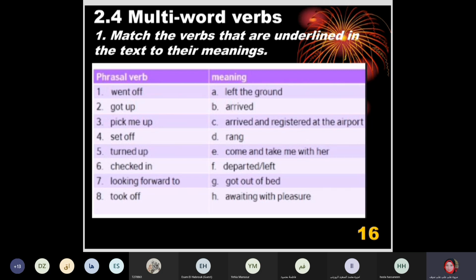What about the second one? Got up. What does it mean? Marwa, introduce yourself. Yeah, go ahead. It's Rasha. Yeah. Great to have you. Thanks. Got up means go out of bed. Yes, got up means G, out of bed. Very good. Correct answer. Thank you very much. What about number 3?